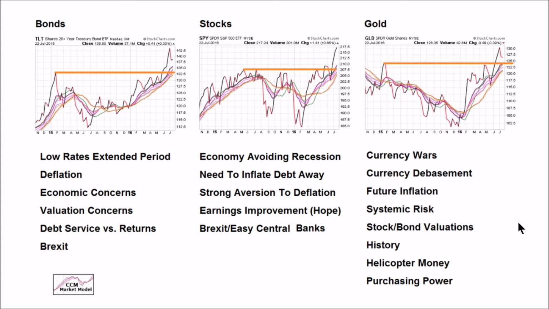Since debt is a problem all around the world, most countries want to try to inflate it away, and everybody wants a weak currency, and hence we have what's known as a race to the bottom or currency wars, which leads to currency debasement and possibly future inflation. Obviously, with all the problems related to Brexit and the debt levels that we talked about last week, there are concerns about longer-term systemic risk.